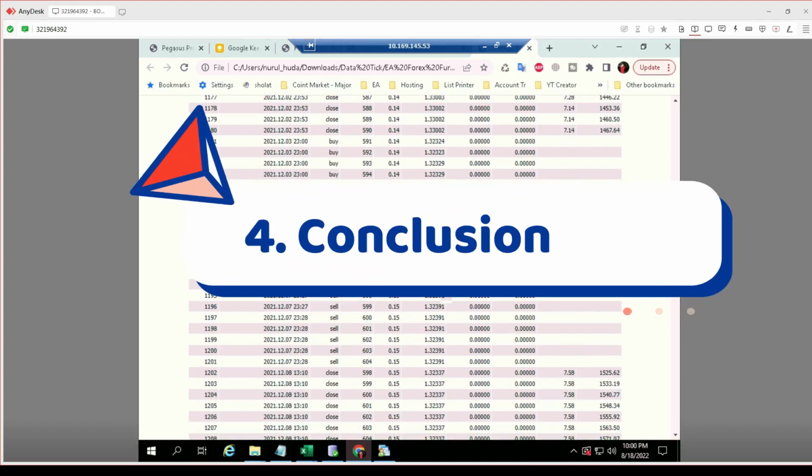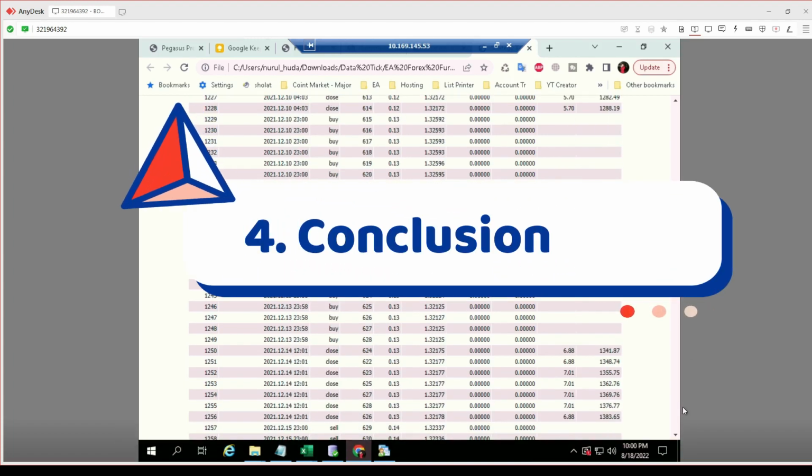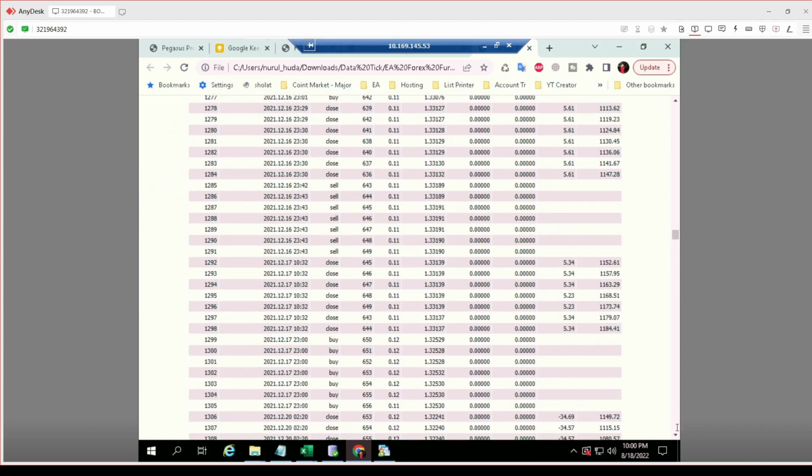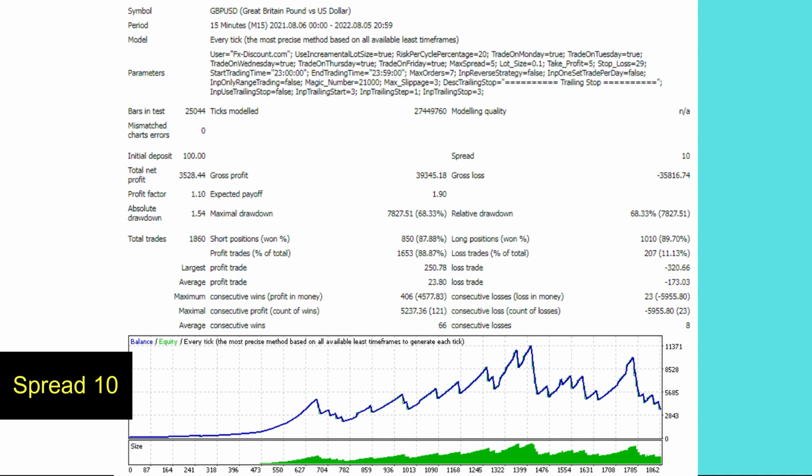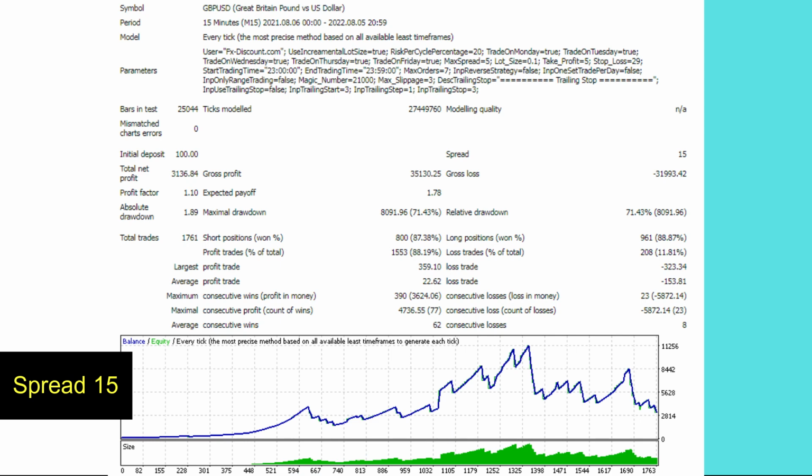4. Conclusion. I will summarize from the 3 backtests of the spreads 10, 15 and 25. If we look at the chart, there is a fairly high decline, but in the end it is still profitable. Do not hesitate to withdraw profits if your deposit has already made a profit. At least you can save your deposit and can feel a little profit instead of getting a loss.